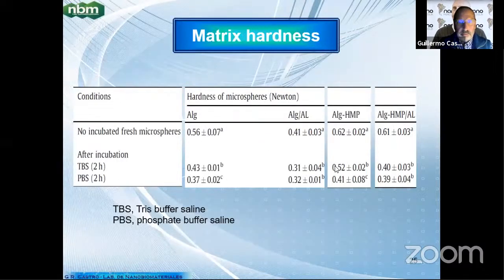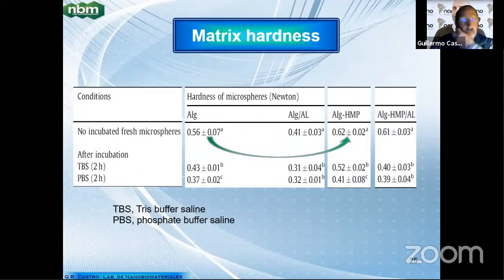When we study the hardness of the matrix, fresh, it has 0.55 newtons, but when we add pectin, it changes a little bit. In this case, there are almost no differences between both. So it means that the structure of the hybrid polymers is consistent. There are no alterations of the structure.